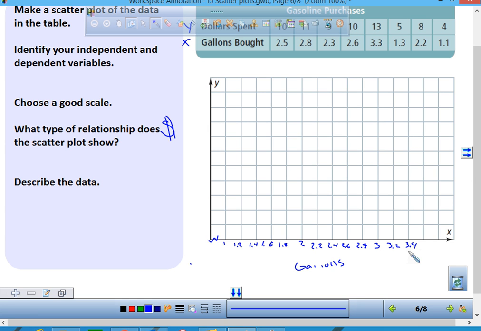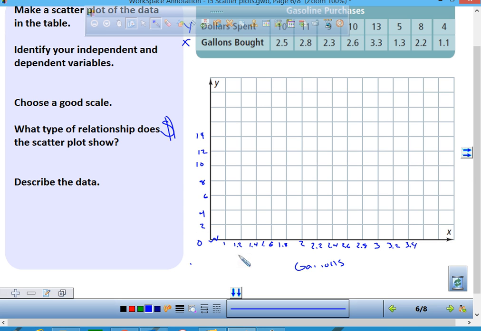Dollars spent. What's our minimum dollars spent? 4, and what's our maximum dollars spent? 13. Okay? So what do we want to go by? $2. Okay? So we start at 0, 2, 4, 6. I got to my max. 13 is my max. I don't need to go higher than 14. Okay, now we graph.